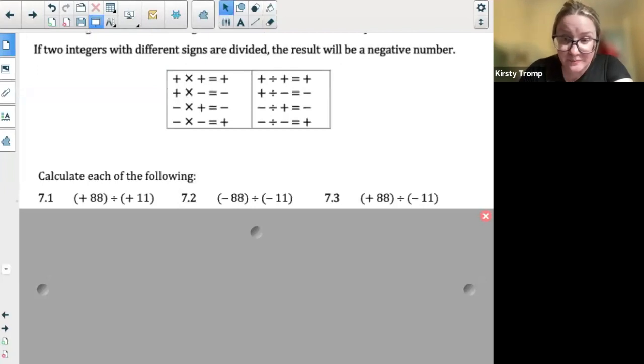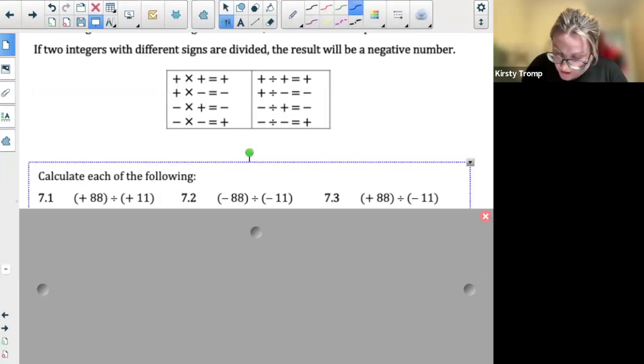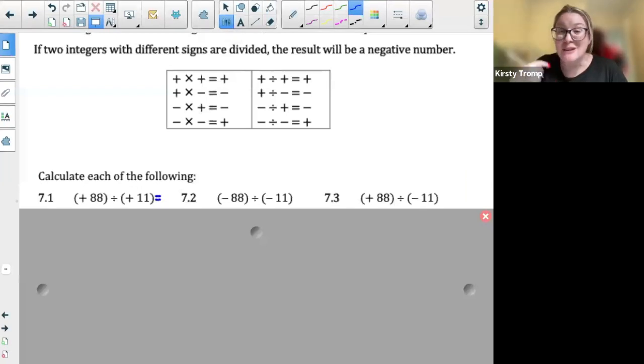Okay. All right, so I've got positive 88 divided by positive 11. It's exactly the same, guys. Sign first, then number. So if I've got a positive divided by a positive, what am I going to do? Well, a positive divided by a positive gives me a positive, and 88 divided by 11 will leave me with 8.